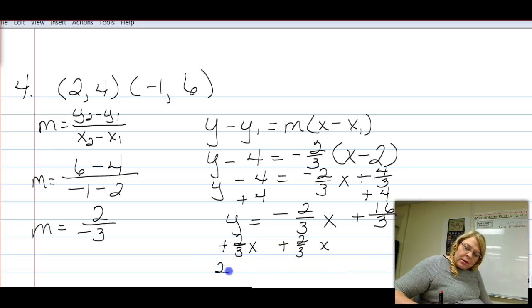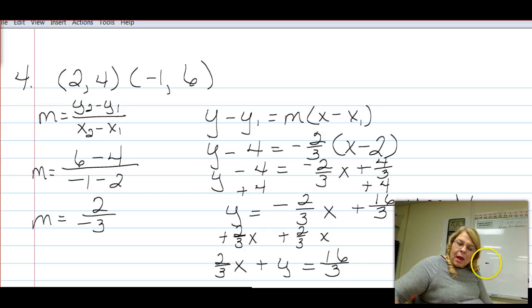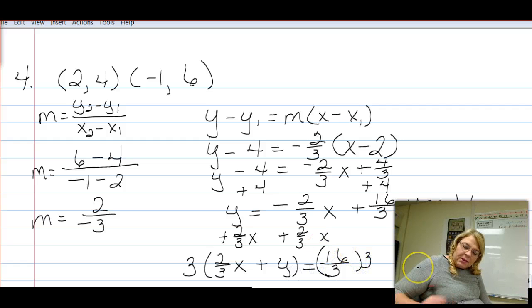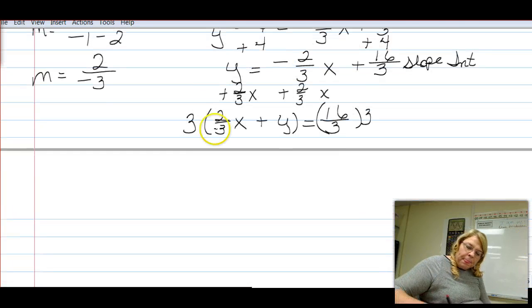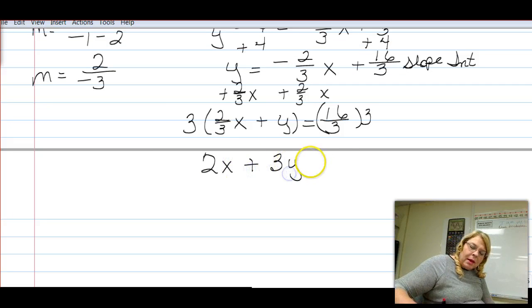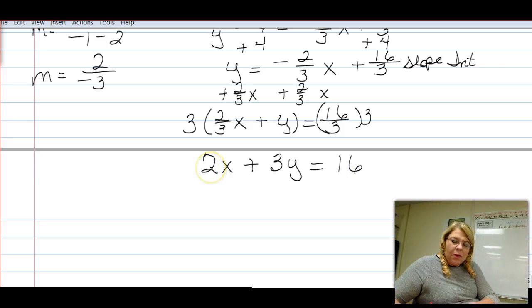And I am going to get 2/3 x plus y equal 16/3. Then to get rid of the fractions, I'm going to multiply by 3, and everybody gets multiplied by 3. So my answer is going to be 2x plus 3y equal 16. All you have to do is type in the 2, the 3, and the 16. The rest of the problem's already in place.